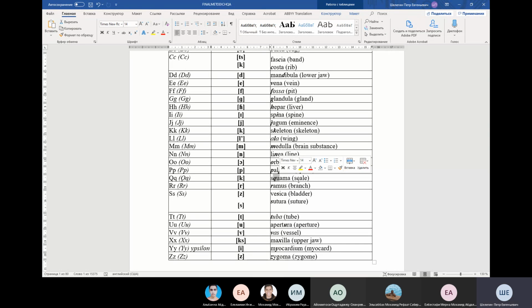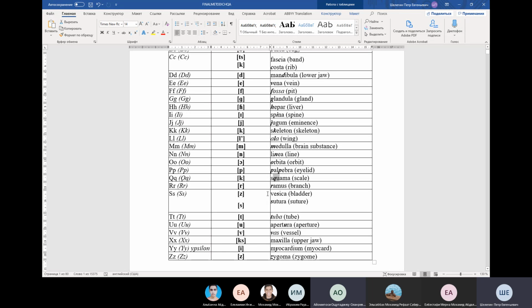And the last one in order is the zeta. Zeta gives the sound of z, always. We'll learn a bit more a bit later. The zygome in English will be pronounced like zygoma in Latin. Zygoma. And that is the alphabet.